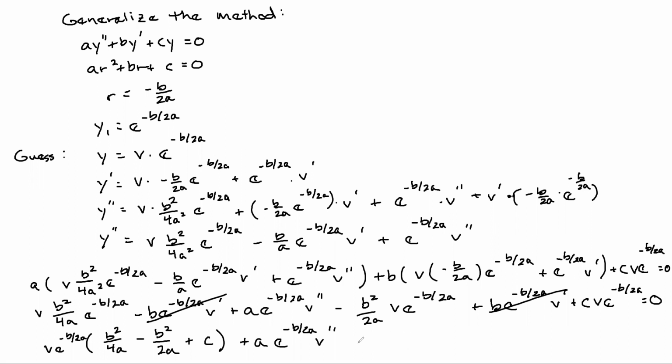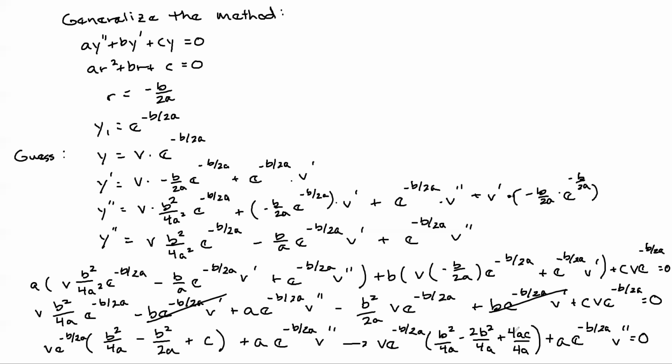And yeah, let's stay on this page here. We'll just do an arrow to represent the next step. So here we want to get common denominators. So we're going to have v e to the negative b over 2a. We'll use 4a for the denominator. So we're going to have b squared over 4a minus 2b squared over 4a plus 4ac over 4a, plus a e to the negative b over 2a v double prime equals 0. Okay, I guess we're going to have to go to the next page here.